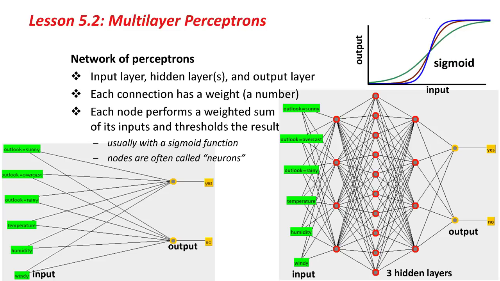Actually, there's a theoretical property that the network will converge if the sigmoid function is differentiable. That's kind of important. But anyway, that's by the by. And these nodes are often called neurons, the red nodes and the yellow nodes. And these are not to be confused with the neurons that you have in your head.